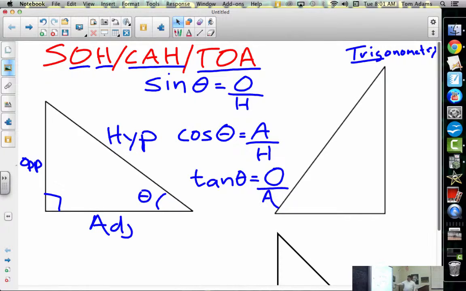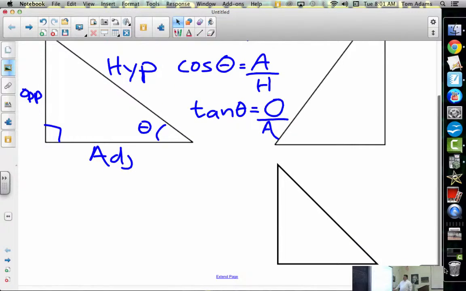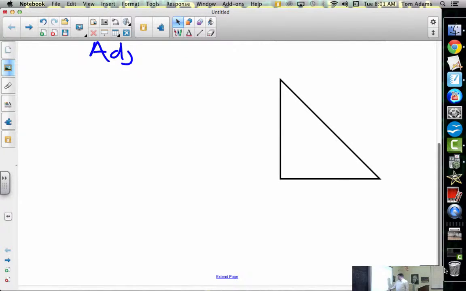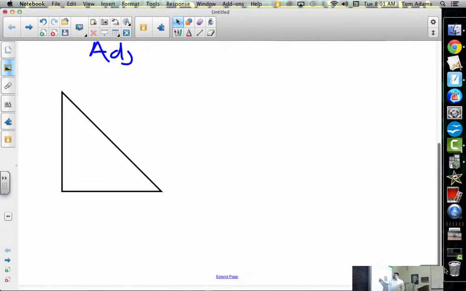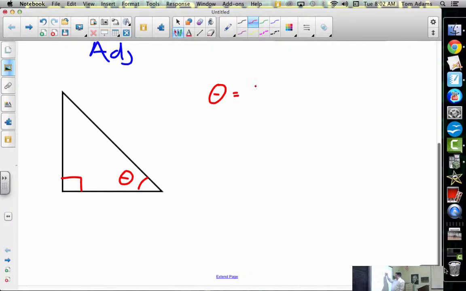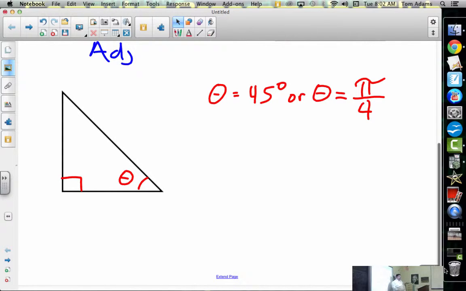Now we're going to memorize a couple of things, and so what I'm going to do is come down here, and I think you guys already know this stuff. So we're going to consider this triangle. If I start with this triangle, and I take this little angle here that I call theta, this is a 45 degree angle triangle. So this one, theta is equal to 45 degrees, or theta is equal to pi over 4, because 45 degrees is pi over 4. Okay?